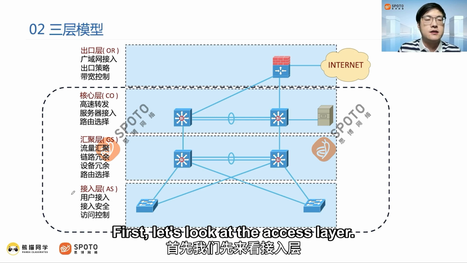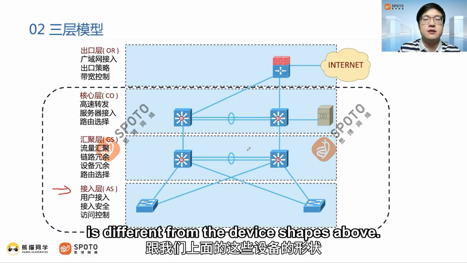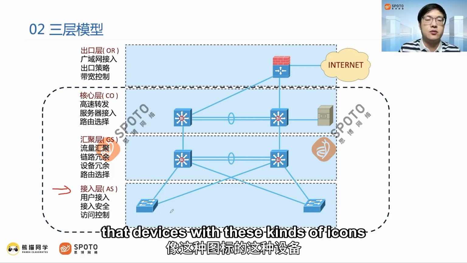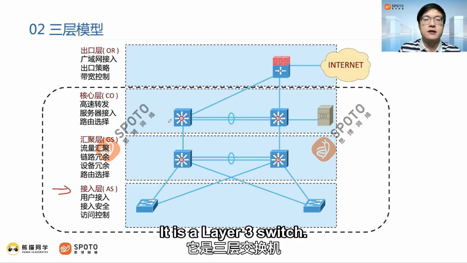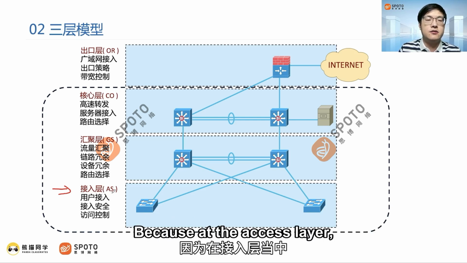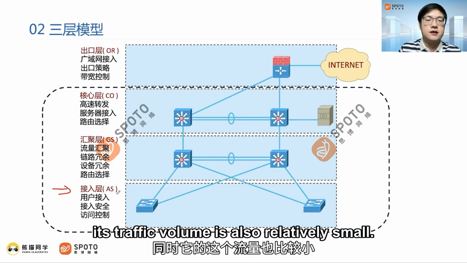First, let's look at the access layer. As you can see, the shape of its device icons is different from the device shapes above. In the previous lesson, I told you that devices with these kinds of icons, we call a layer 2 switch. From the distribution layer to the core, it is a layer 3 switch. Then why at the access layer do we generally use this layer 2 access switch? Because at the access layer, its role is relatively simple. At the same time, its traffic volume is also relatively small.